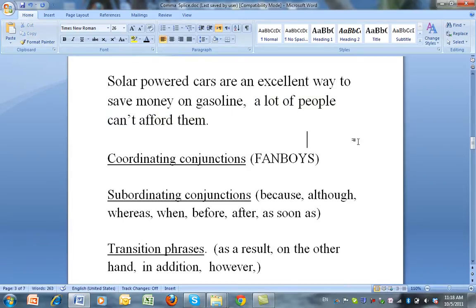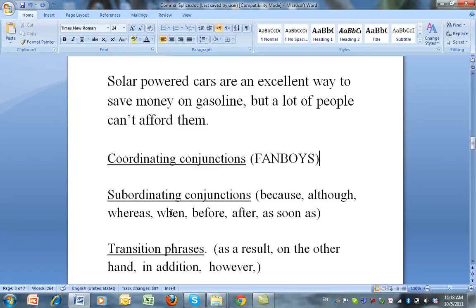Can I say, solar-powered cars are an excellent way to save money on gasoline, so a lot of people can't afford them? Certainly not, it doesn't work. It's clear that the relationship here is one of contrast. So an easy way to fix it is to put but. This is a coordinating conjunction of contrast, comma, but. Solar-powered cars are great, but a lot of people can't afford them. So that is definitely one way.